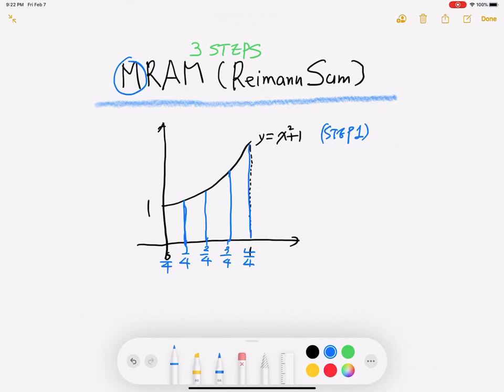First interval's midpoint. What is the midpoint of 0 over 4 to 1 over 4? That is 1 over 8. How can you find that? Add those two endpoints and divide by 2. Second interval's midpoint is what? 3 over 8. Then next one is 5 over 8 and 7 over 8. At that midpoint on the graph, just draw rectangles. The midpoint of rectangles like this.